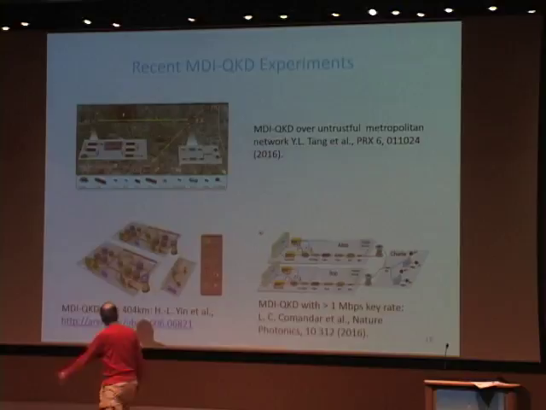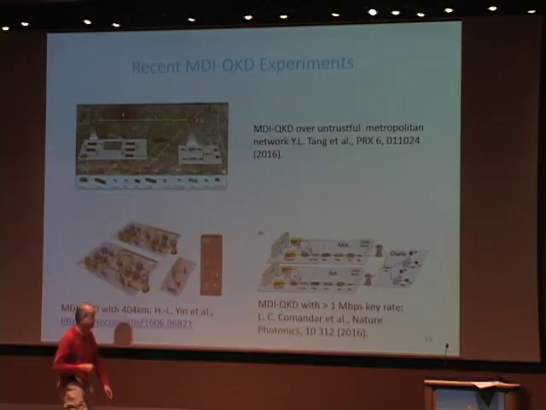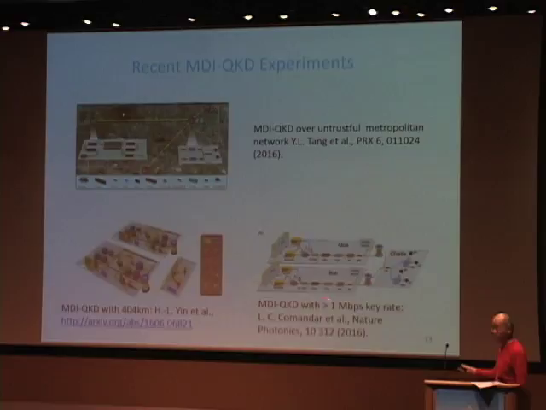Remember, we use decoy states in QKD in this setup, right? So with decoy states, you can go long distance, 404 kilometers. And also high bit rates, right? There's an experiment with 1 megabit per second, so that's pretty fast. So lots of demonstrations work very well.